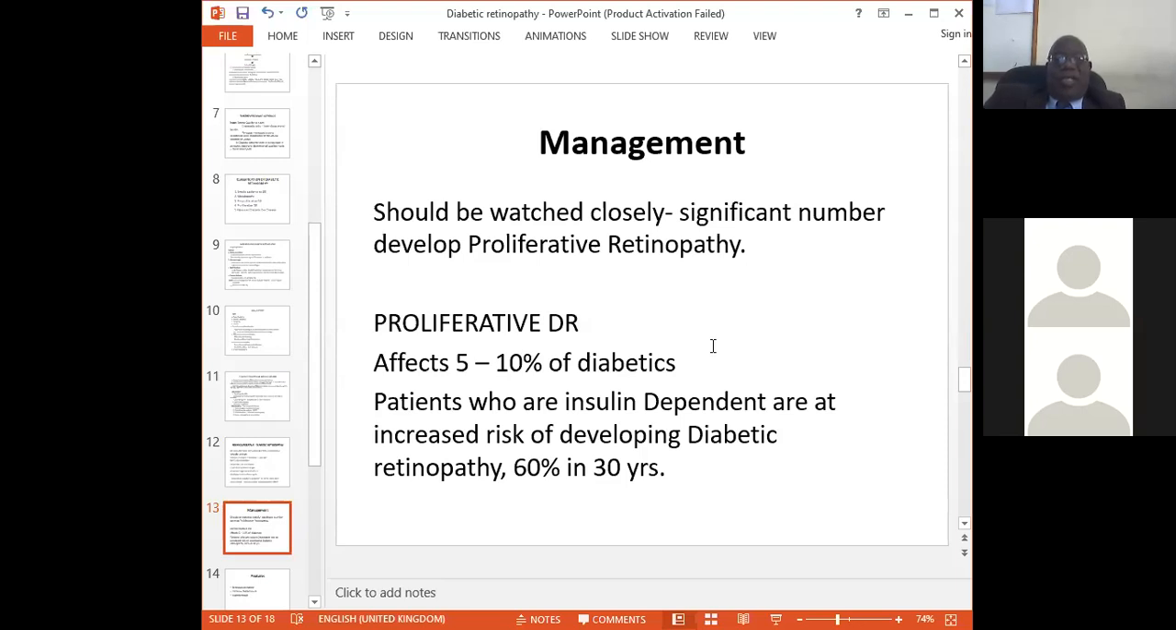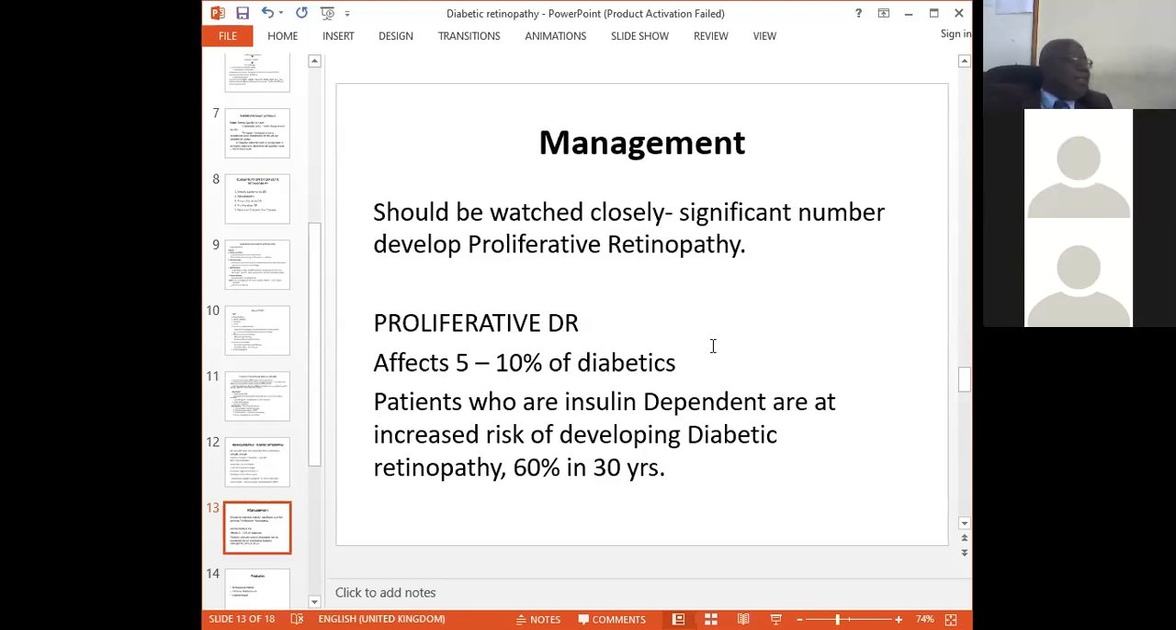Patients who are insulin dependent are at increased risk of developing diabetic retinopathy. 60% in 30 years will develop that.